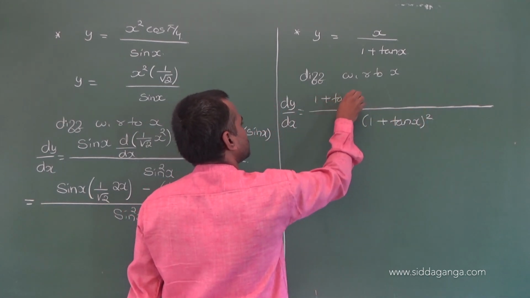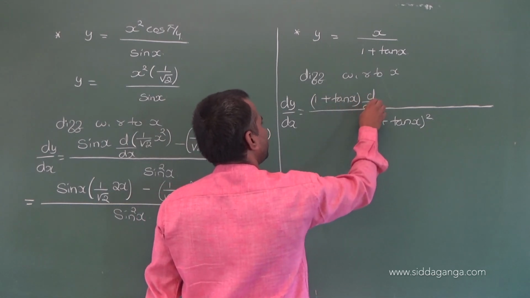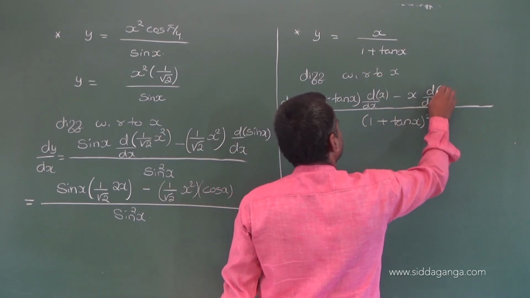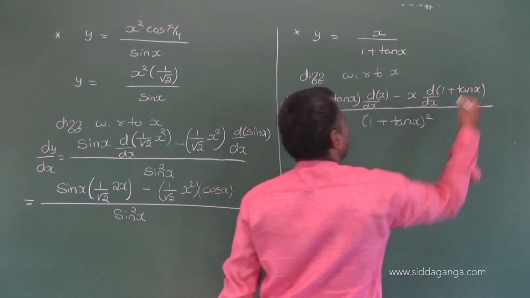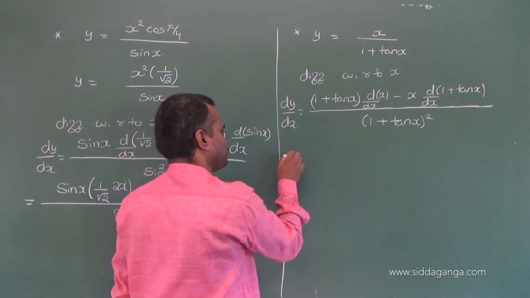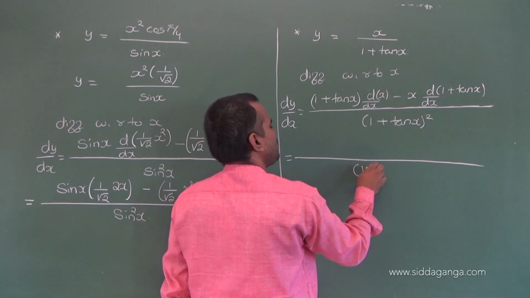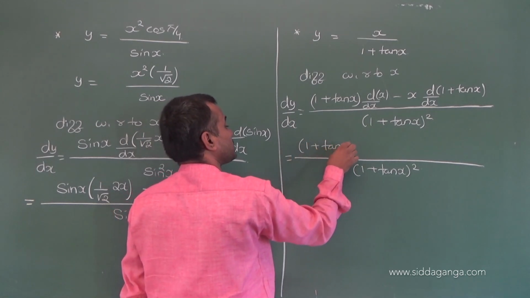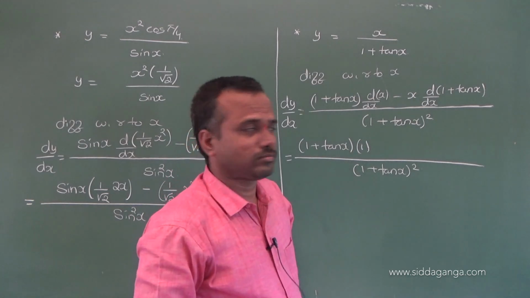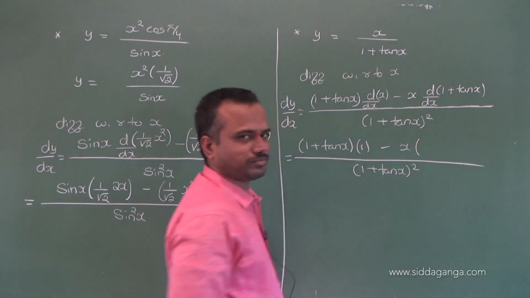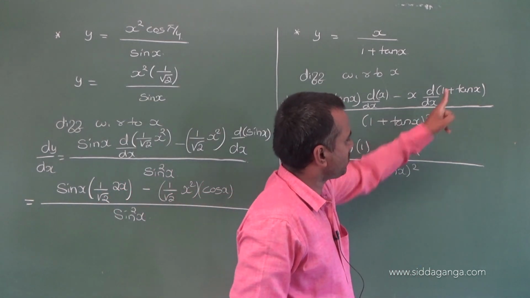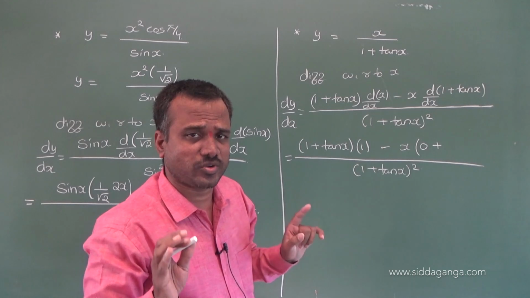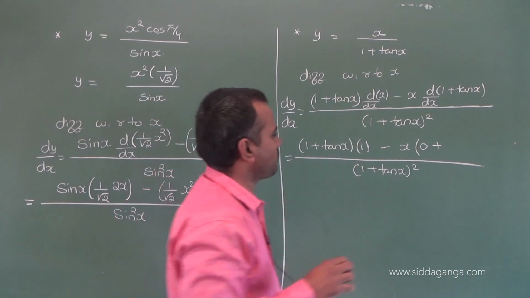Then 1 plus tan x into d by dx of x, minus x into d by dx of (1 plus tan x). 1 plus tan x into the derivative of x, which is 1, minus x into, observe this derivative: the derivative of constant 1 is 0, plus, because we apply the addition rule here, the derivative of tan x is sec² x.